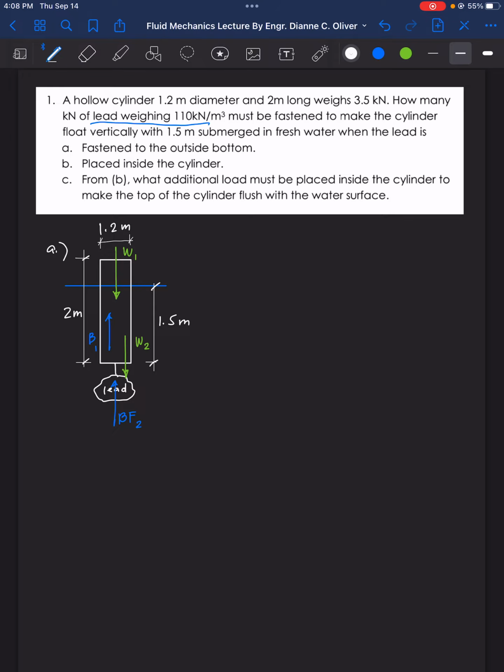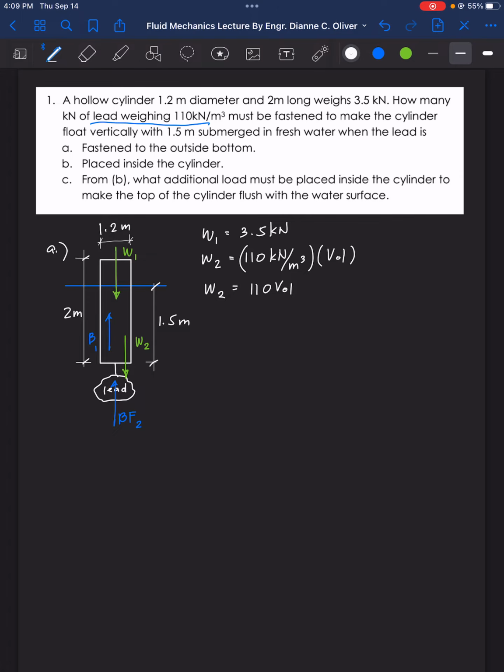Let's equate it. But first, let's find the values for W1. So this is W1 from the given in the problem. The hollow cylinder is weighing 3.5 kilonewton. Then for the weight of the lead, it says there it is 110 kilonewton per cubic meter. So you need to find the volume. Therefore, your W2 is equal to 110 times the volume.